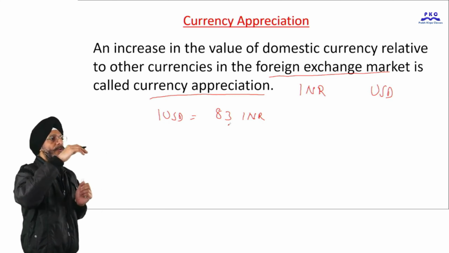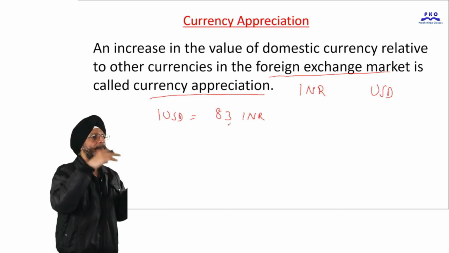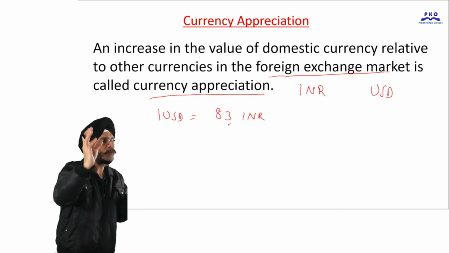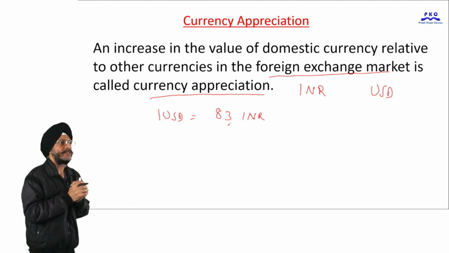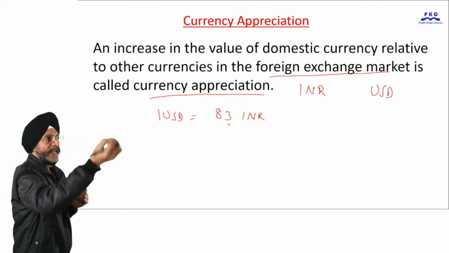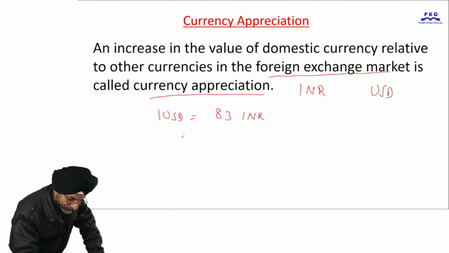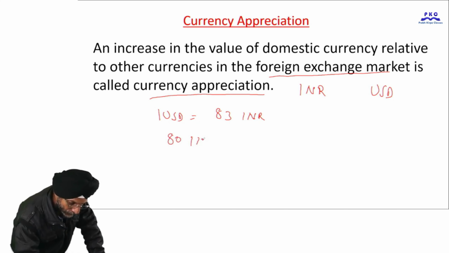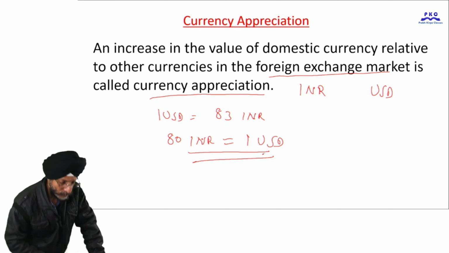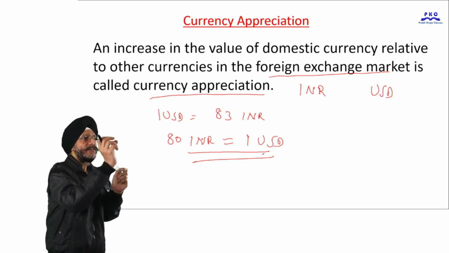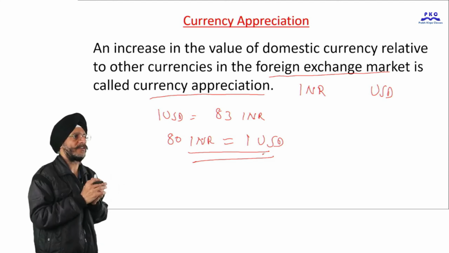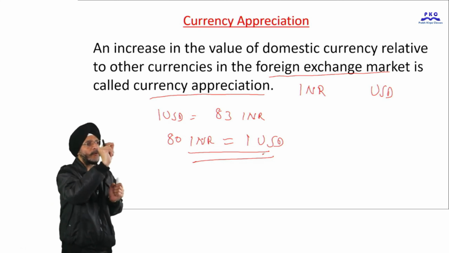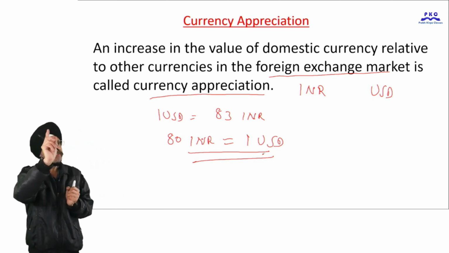So, if due to some reasons like political stability, investors' improved confidence, and demand and supply considerations, suppose the Indian rupee appreciates and 80 Indian rupees become equal to 1 US dollar. So this is currency appreciation. Earlier we had to pay 83 Indian rupees to get 1 US dollar. But now we have to pay only 80 Indian rupees to get 1 US dollar.